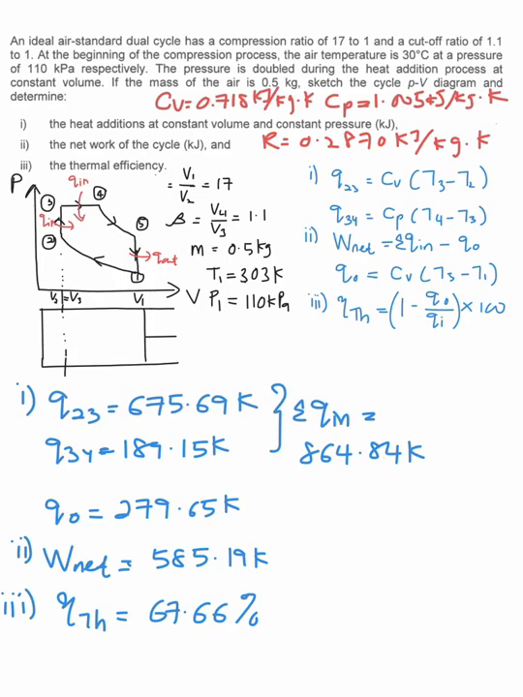Once you plug in all the values in here, this is the final answer that you will get. Please bear in mind that the CV that we are going to use is this value, and the CP is this one, and your R is this value. CV is going to be used in the constant volume heat addition and constant volume heat rejection. And for the other one, heat addition at constant pressure, you are going to use your CP value here.